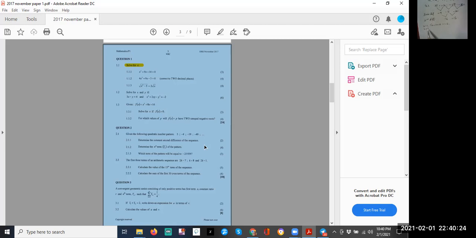And then 2.1.2 is determine the nth term of the sequence. Now for the nth term, we know that 2a, which is the second difference, is minus 6. Therefore, a is equal to minus 3. Why? You divide by 2 both sides. And that is the first one.